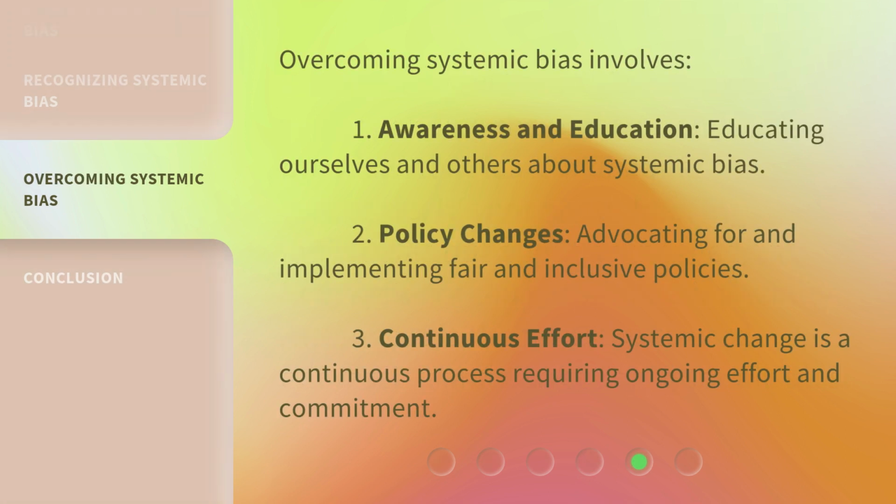Overcoming systemic bias involves 1. Awareness and education. Educating ourselves and others about systemic bias. 2. Policy changes. Advocating for and implementing fair and inclusive policies. 3. Continuous effort. Systemic change is a continuous process requiring ongoing effort and commitment.